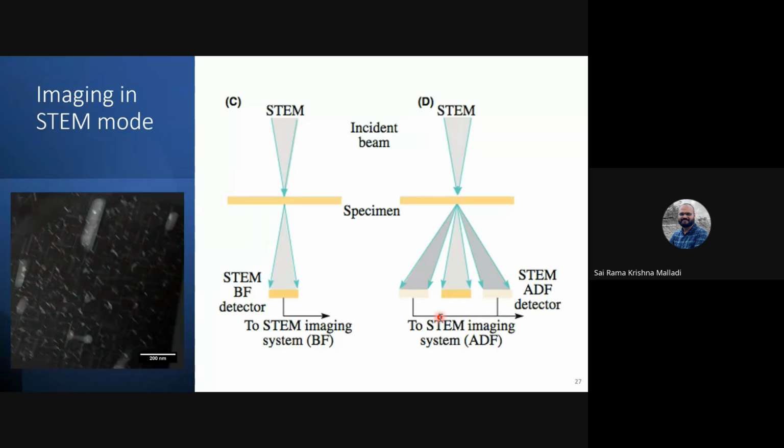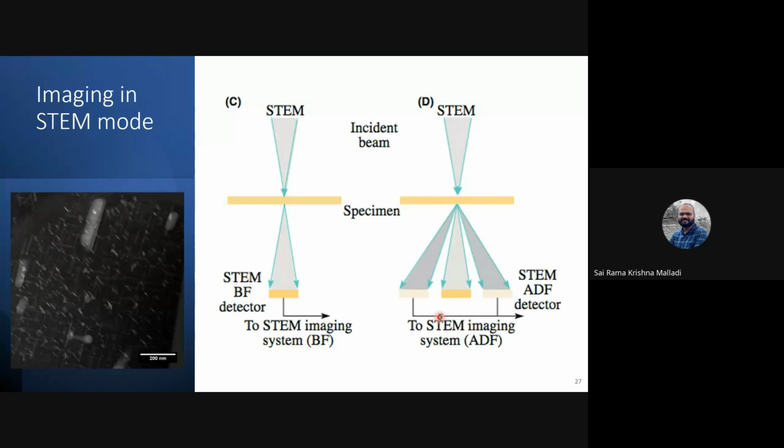Are these inclusions? Are these precipitates? Are these grain boundaries? Are these defects? Are these cracks? Are these second phase regions? There are so many features that you can see inside a sample.